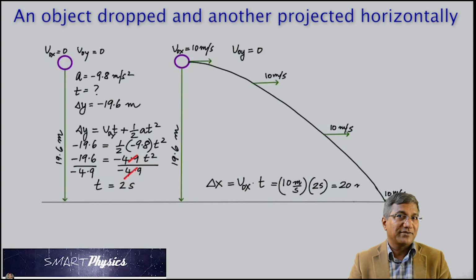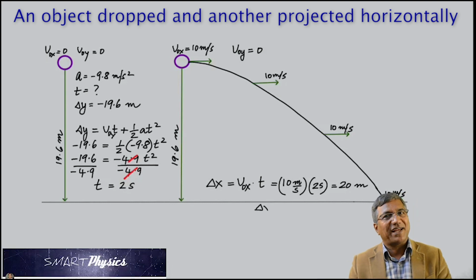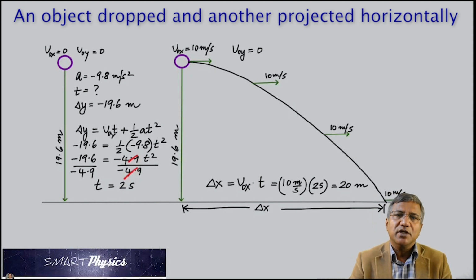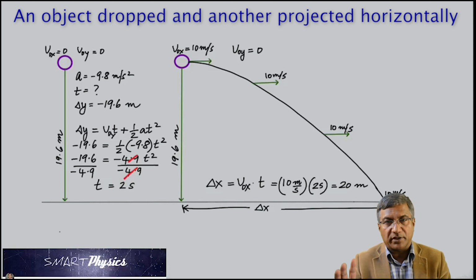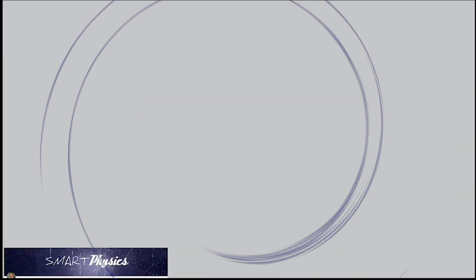I hope that's clear. So although it takes a different path, it takes the same time, but it has a delta x. This object did not have a delta x. See, that object did not have a delta x, but this one did. Okay, so that must be clear.